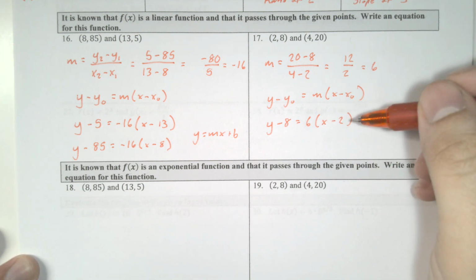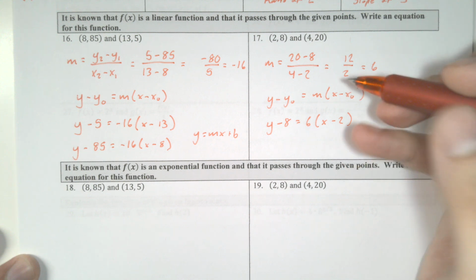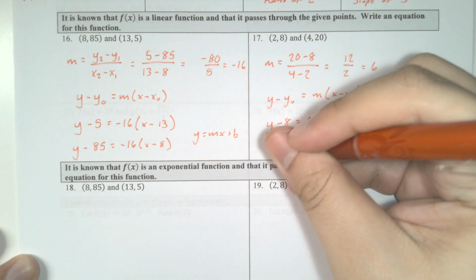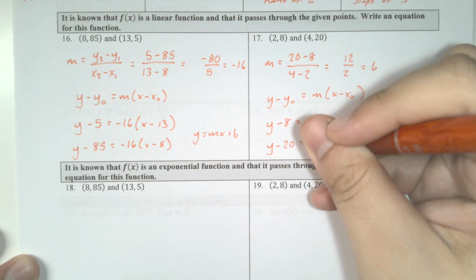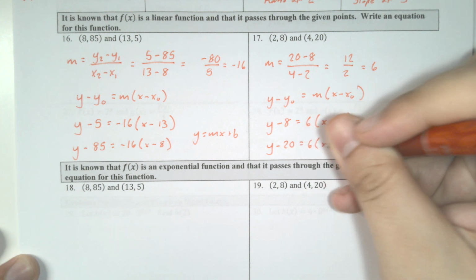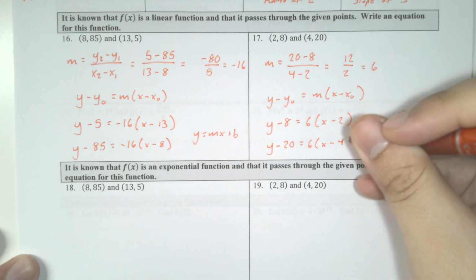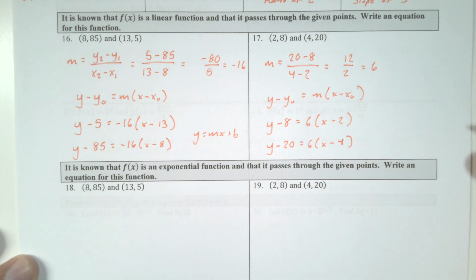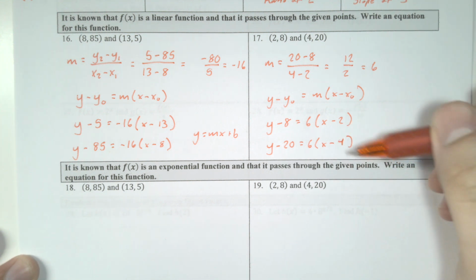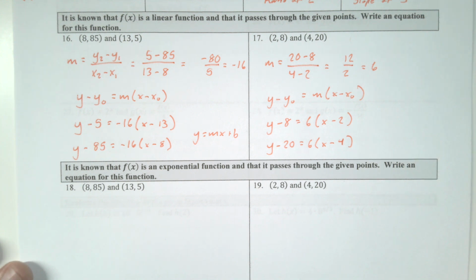And so this formula works, or we can plug in the other point, and you could have y minus 20 is equal to 6 times x minus 4. And this formula will work as well. So either one works, it's up to you, and it does not matter to me.